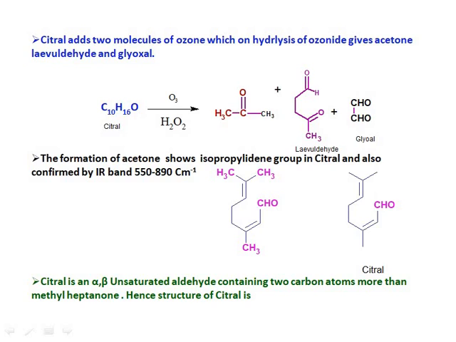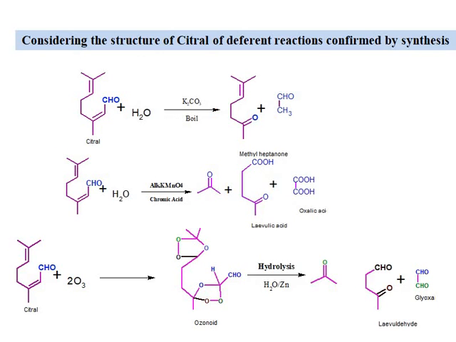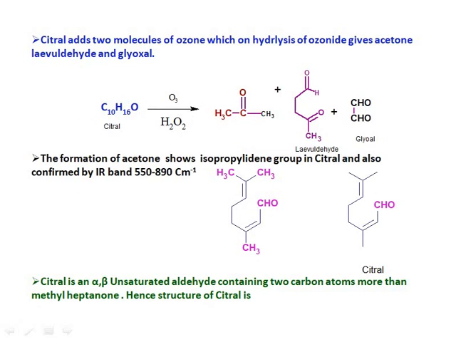Citral is alpha beta unsaturated, containing 2 carbon atoms more than methyl heptanone. Therefore, the structure of citral is like this, right? Such a type of structure may be present in lemon juice, lemon oil, lemon grass oil.